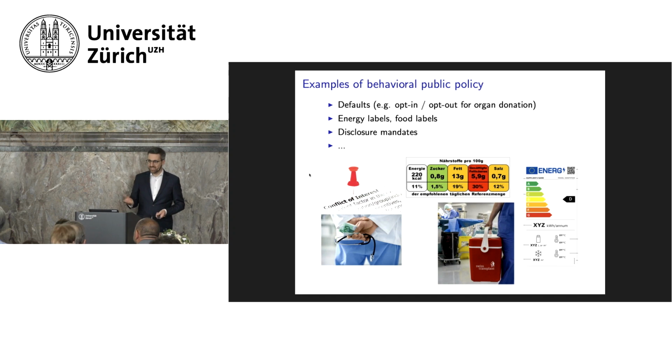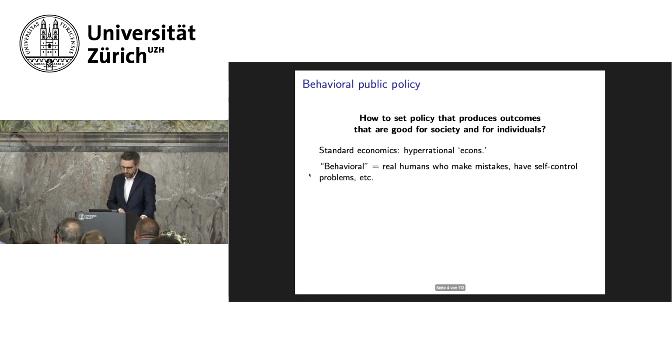Yesterday, if you're Swiss, you voted on a behavioral public policy, which is whether we should have an opt-in or an opt-out system for registering as an organ donor. And we now have an opt-out system. You have to say, I don't want to be an organ donor if you don't want to be one. There are many other examples of behavioral public policy, like traffic light labeling to inform people whether food is healthy or not. Similar labeling when it comes to energy consumption, or conflict of interest disclosures in financial advice.